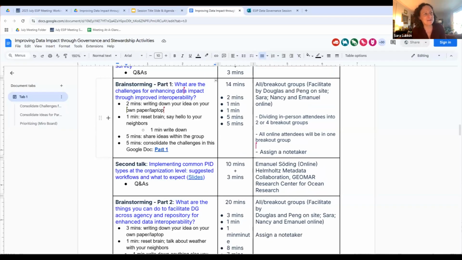And then we'll have 5 minutes for sharing the ideas, and then 8 minutes to consolidate them, maybe join them together, but come up with something that we might want to share with the larger group. So that's what we're going to do for just over 15 minutes.